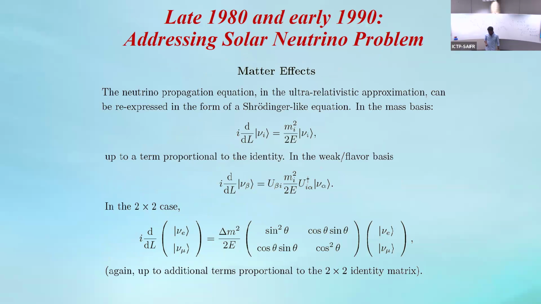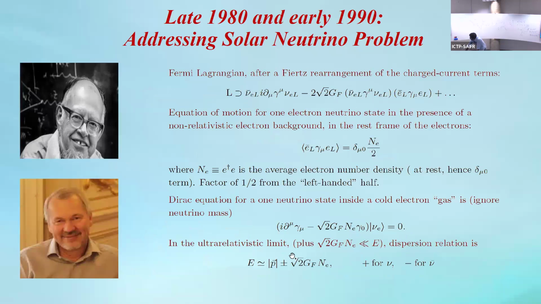So what is the matter effect, or this MSW effect, whenever I am talking about it? Whenever you write the neutrino propagation equation, you can write it in the flavor eigenstate basis this way. And as you see, there should be a new term in the ultra-relativistic limit, because in the sun your matter density is very high, it should change the dispersion relation. So that you need to take into account.